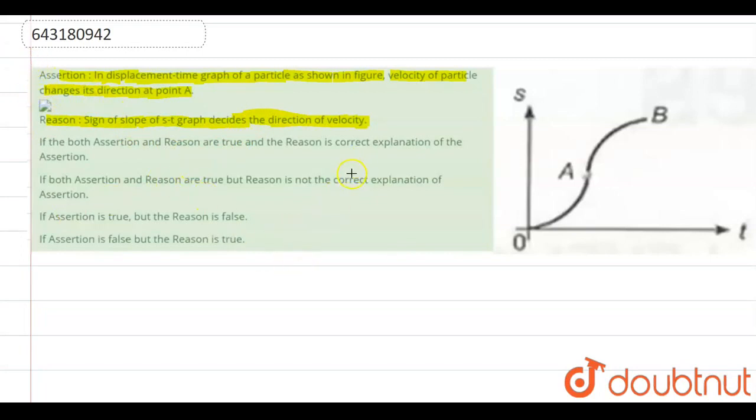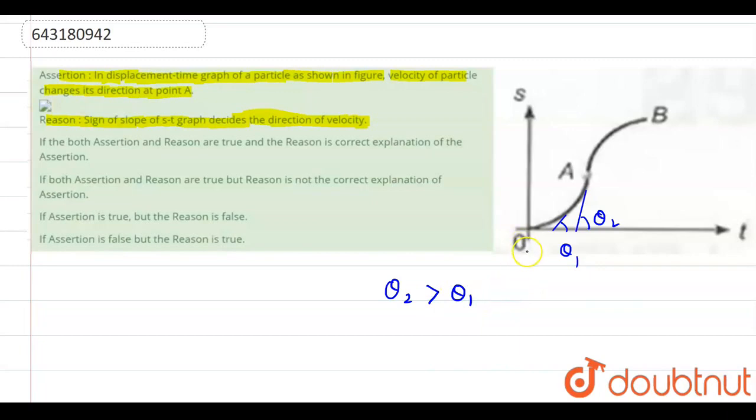Now the important point before solving this is that the slope of the displacement-time graph gives us the velocity. Talking about slope, if we take the slope at this point, let's say this is the value of theta 1, and if we take the slope at this other point, the tangent gives us the slope, and let's name this angle theta 2. We can clearly see that theta 2 is greater than theta 1.